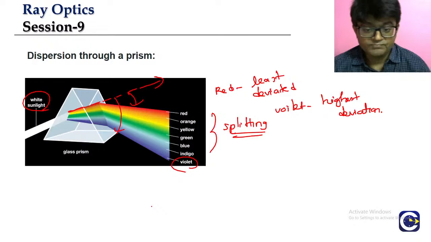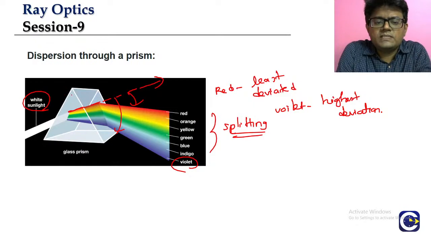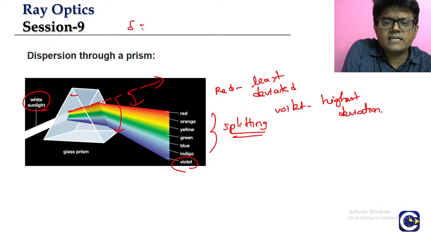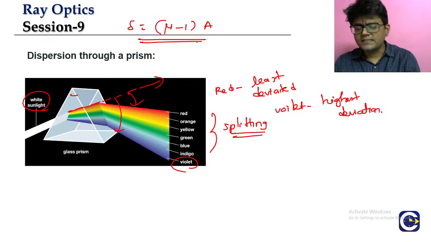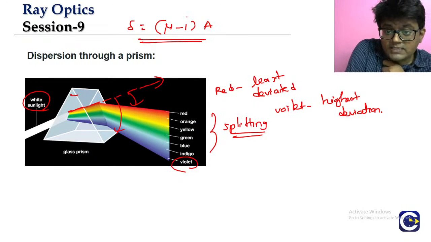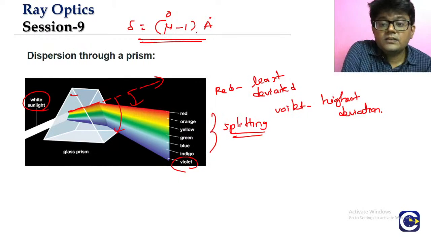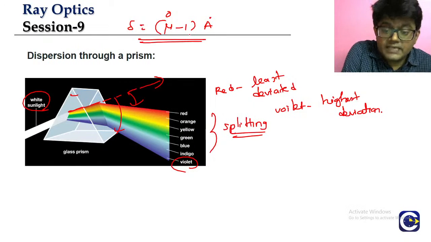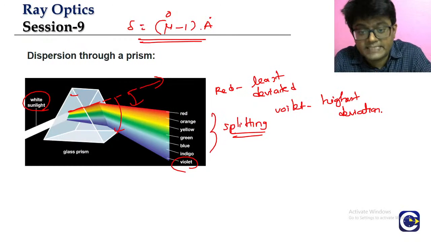Now, why is it happening? There must be a reason, right? The reason is, assume this is a small angle prism. What is the delta formula? Already we have it. Mu minus 1 into A. Which means, for different colored lights, because A is the same for all of them, where should the difference come from? Mu only. For red, the mu value is different. For orange, it is different. For green, it is different. Blue, indigo, violet, each is different.